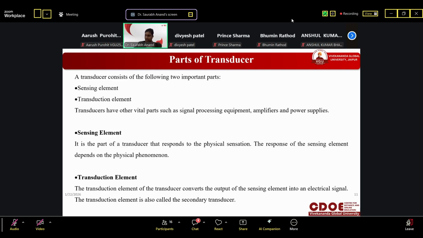So we discussed what a transducer is, the introduction, and the advantages and applications. Now we have the parts of a transducer. What is there inside the transducer? Obviously, this is a transducer, so a transduction element should be there. Before that, we have to sense. Sense means this microphone is sensing. If I am not saying anything, it will sense nothing, meaning it will not convert anything.